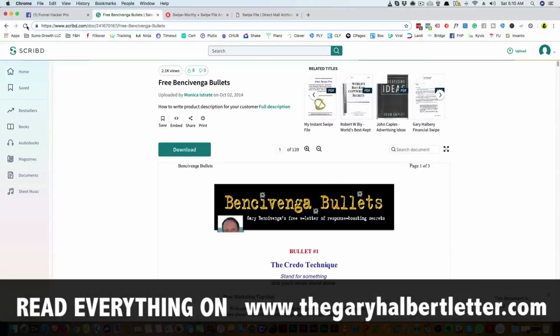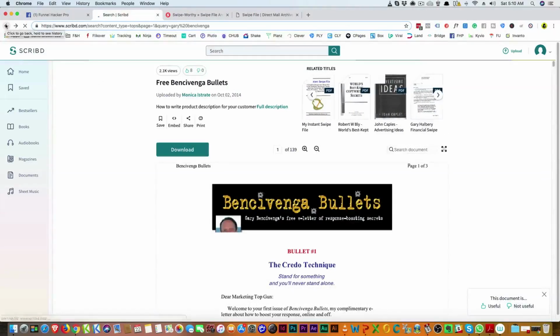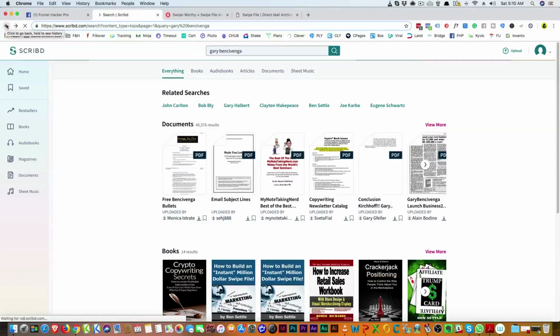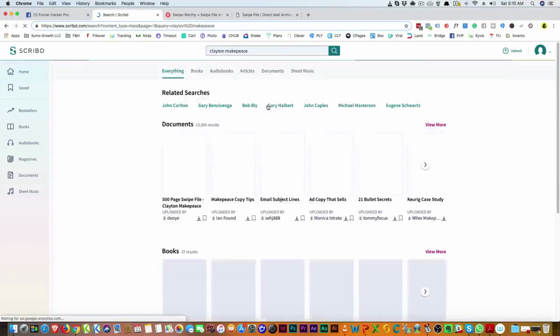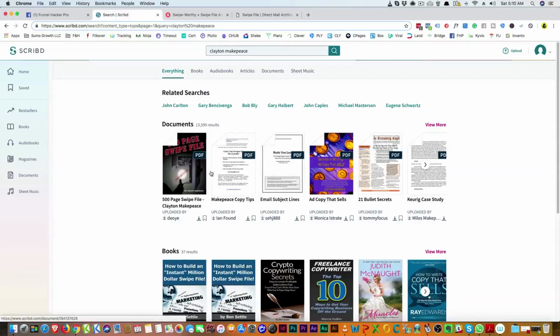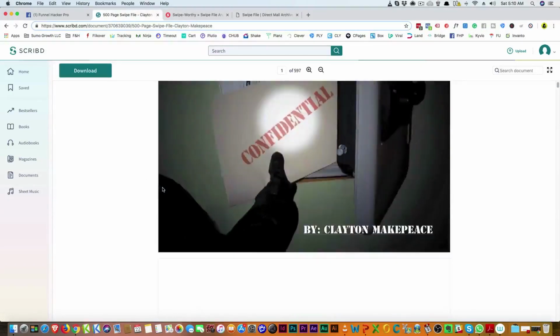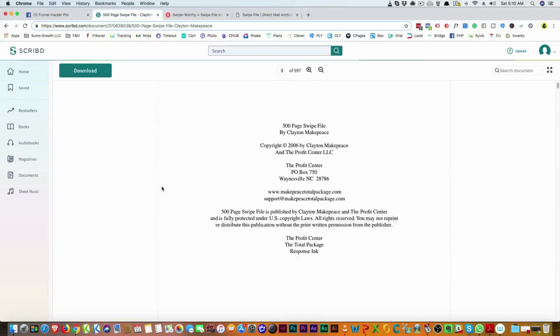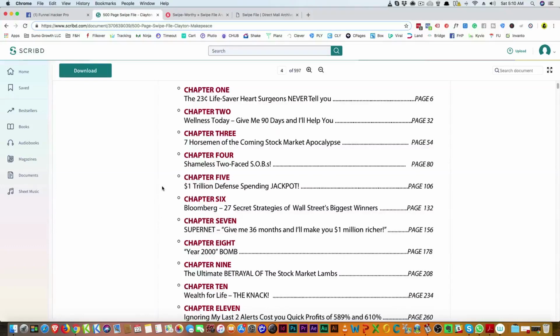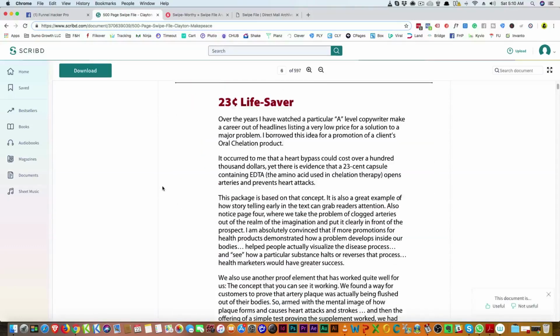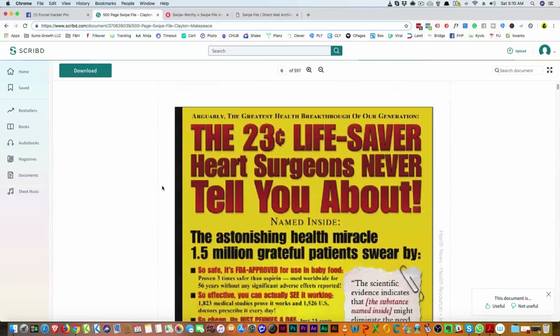But what I don't want you to do is just take everybody's word for it that all you should be doing is copying everybody else. What you should do is learn how to do this on your own. Clayton Makepeace, I don't know how much he has here, but the 500-page swipe file from Clayton Makepeace will probably be good, and read these promos. And you should write out a promo a day. Read everything you can from Clayton Makepeace, man.